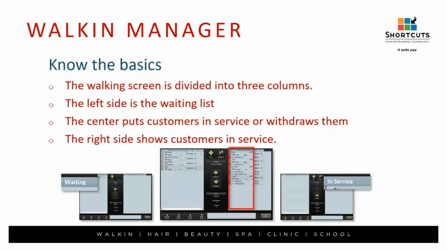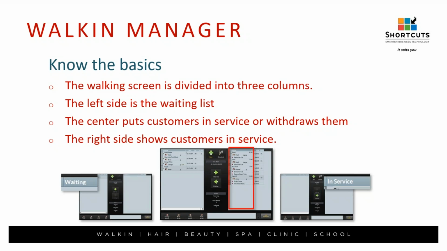On the left side is your waiting list. So these are customers, they've either checked in themselves, or a receptionist has checked them in, or an employee has checked them in, and all of their names are on the left side of the screen. You'll see things like what service do they want? Did they request an employee? Did they make an appointment online or did they make a check-in by themselves?